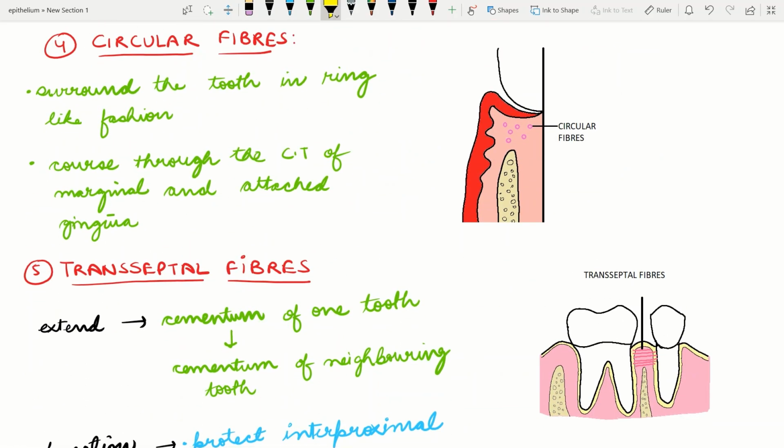These small circles that you are seeing here, these are your circular fibers. These fibers surround the tooth in a ring-like fashion and they course through the connective tissue of marginal as well as your attached gingiva.